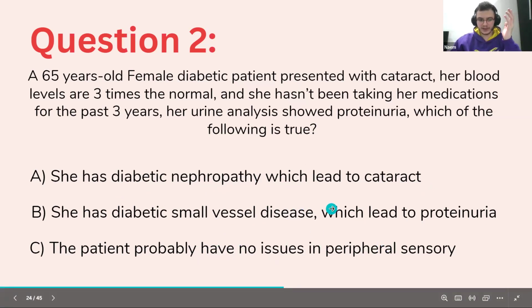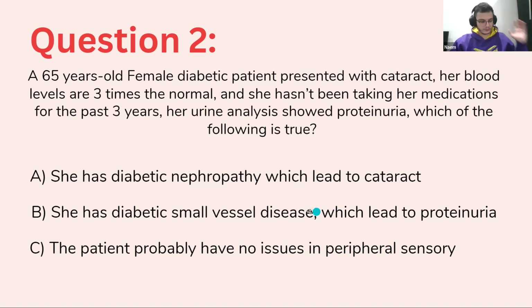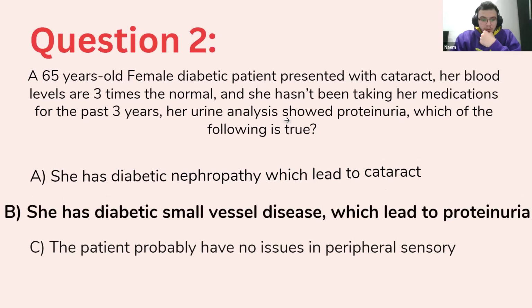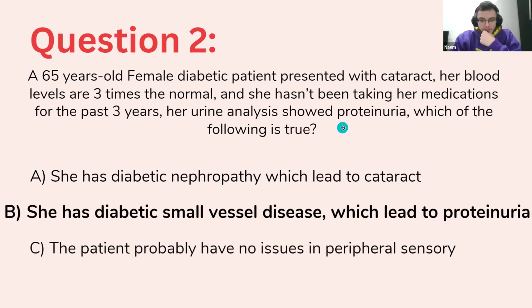Is it clear why it is B, not A? So yes, she has diabetic nephropathy, but it's not related to cataract. Okay. Good. It's a little bit confusing, but sometimes the doctors bring questions like that. So I have to put a hard question or two to make sure you guys are prepared. Again, B is the right answer.